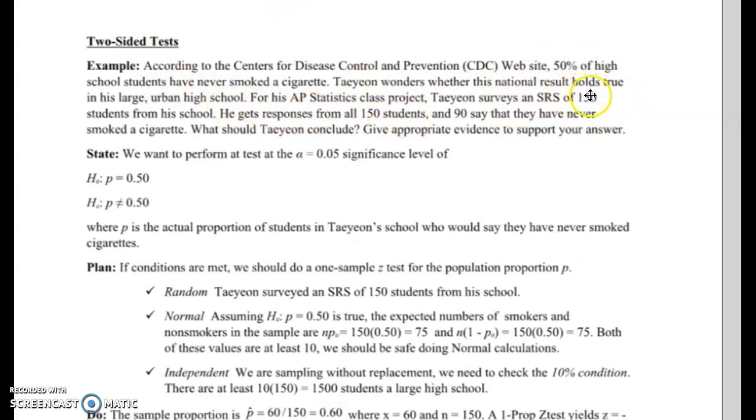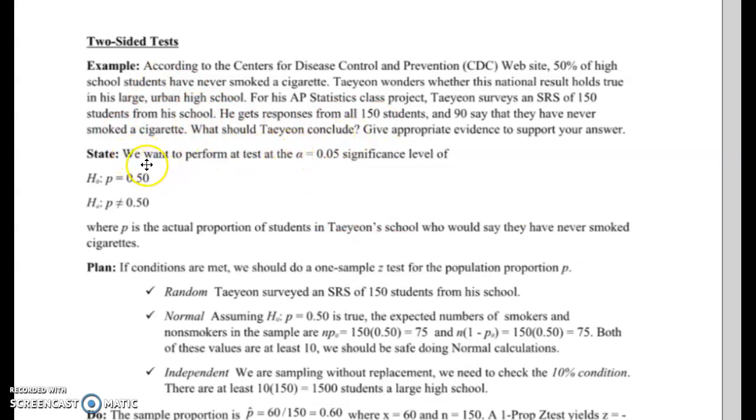Taeyeon wonders whether this national result holds true for his large urban high school. For his AP Stats class project, he surveys an SRS of 150 students and gets responses from all of them. 90 say they have never smoked a cigarette. What should Taeyeon conclude? Now here, they didn't give us a significance level, so you could pick one.